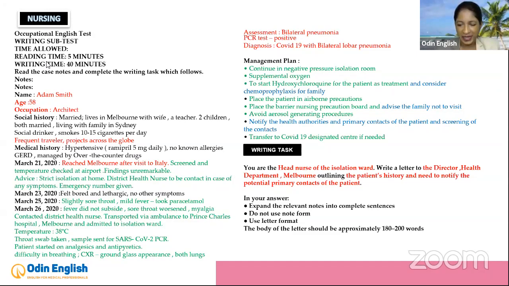Maria Pinto. Initial progress of symptoms, isolation, progressive symptoms, treatment, contact of district health nurse, temperature, throat swab taken, managed with analgesics and antibiotics. So let's have a look. What have I selected? Apart from the part we already have selected, that is definitely relevant. Apart from that, you need to include that he was screened, temperature checked at the airport, findings are unremarkable, strict isolation at home, district health nurse to be contacted in case of any symptoms, emergency number was given.